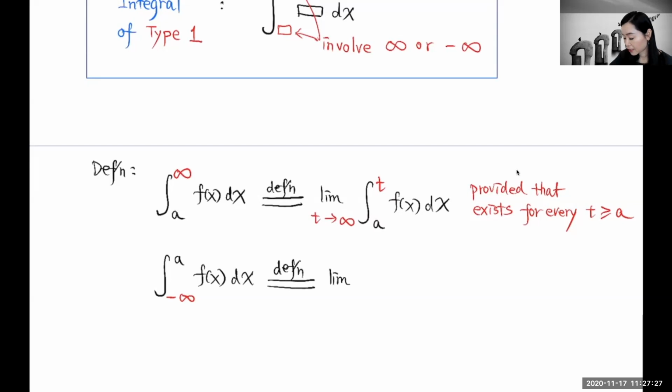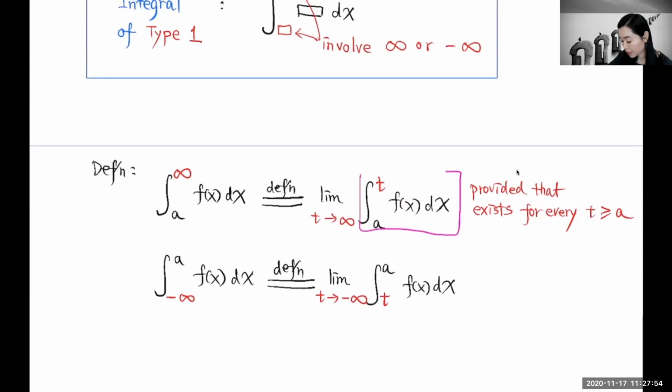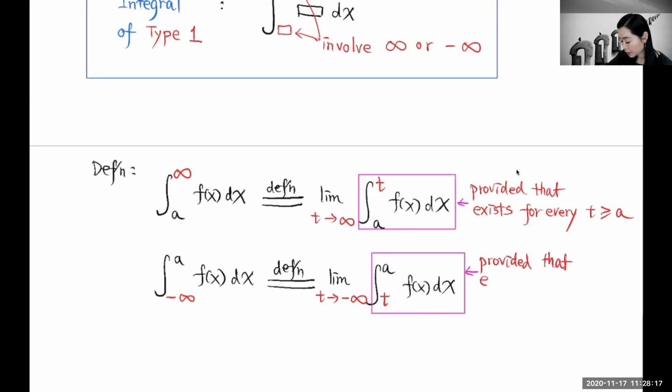You can define that as the limit of this proper integral, and we replace this negative infinity here by t, and let t go to negative infinity, right? Providing this part right here, and then providing this part, this proper integral exists for every t less than or equal to a. So the t here is less than or equal to this a.